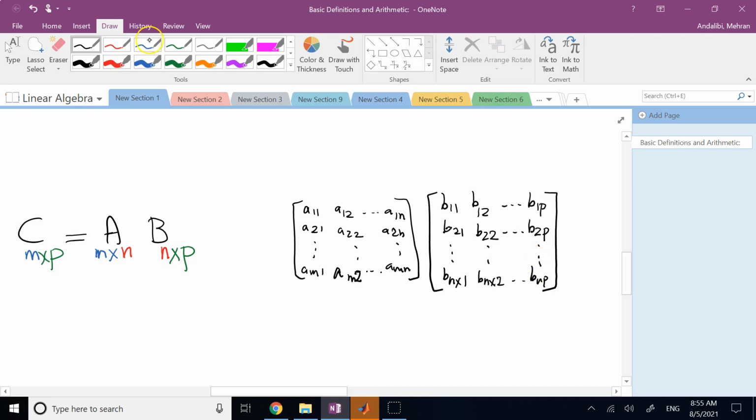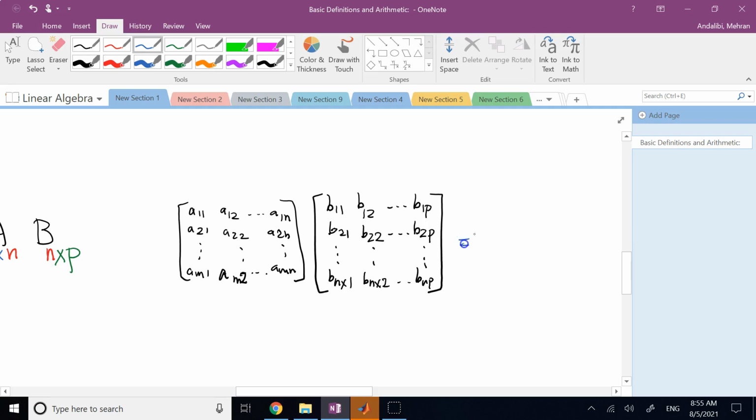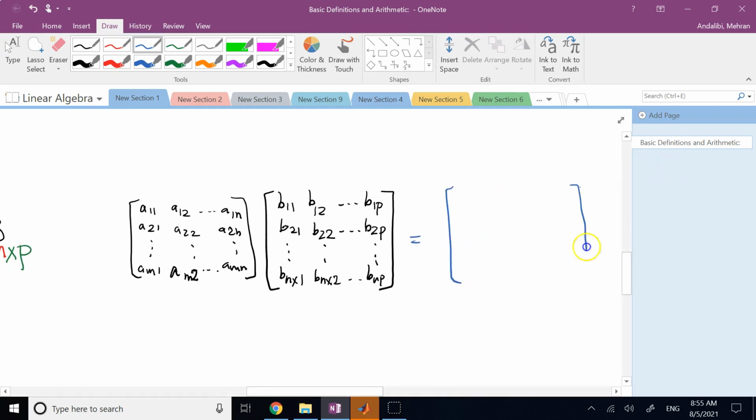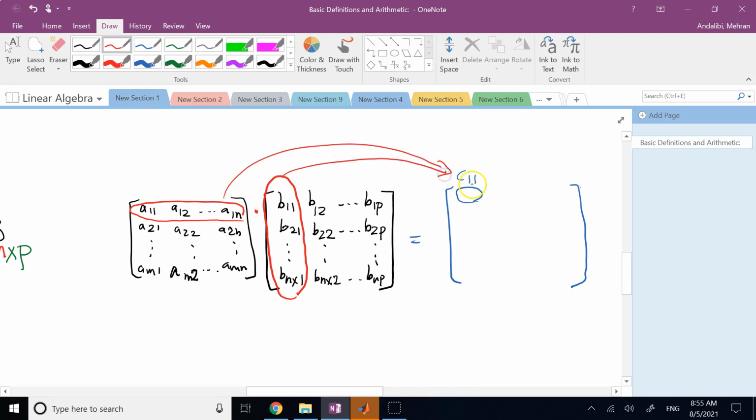When you do that, let's say when I want to get my first entry in matrix C, how do I get this element 1,1 in matrix C? What I do is I take the first row of matrix A and multiply it. What do I mean by multiply? I mean dot product by the first column in matrix B. So it's the dot product of first row by first column. And of course, the result is going to be a single number, which goes to C11.